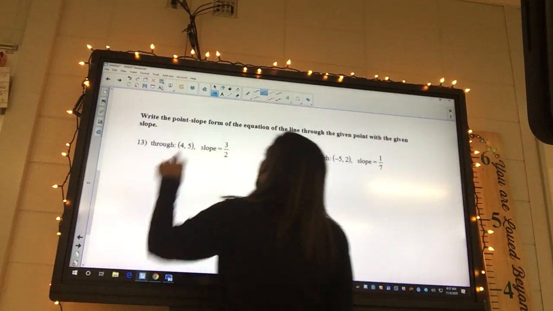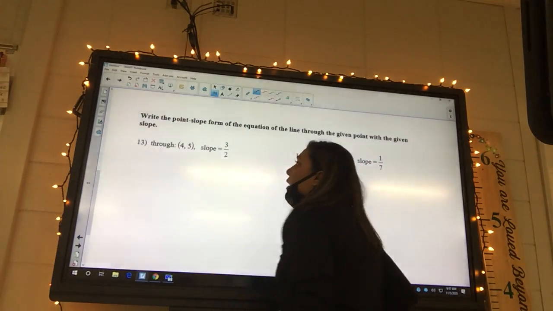Okay, let's look at the next one. It says write the point-slope form of the equation of the line. What's point-slope form?